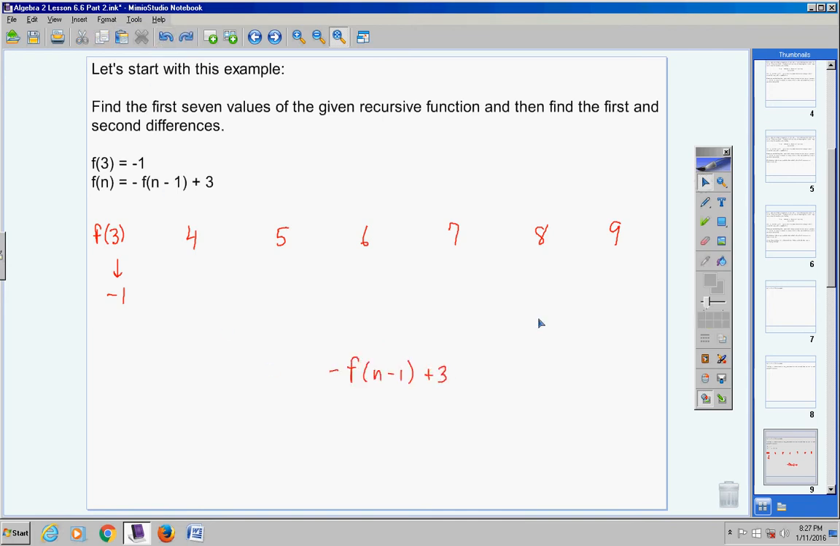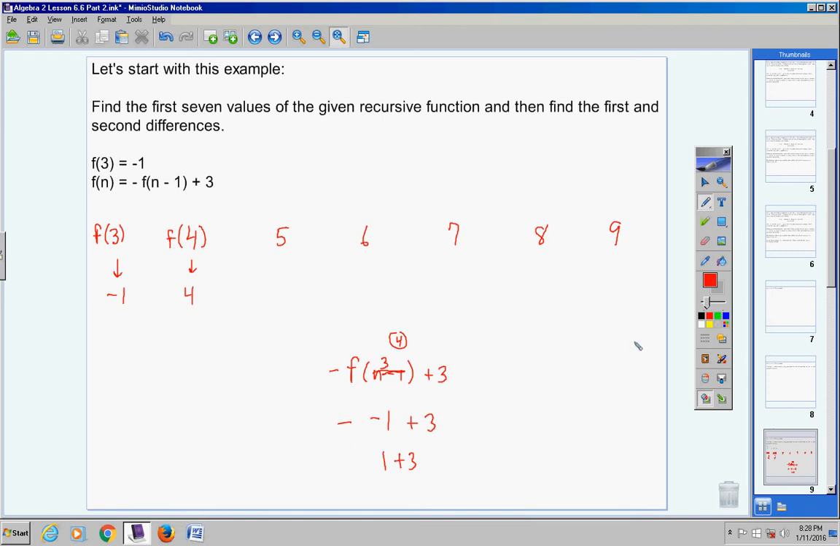And here we go. Next, we're going to put 4 in for n, okay? So bring down your negative sign. Put a 4 right here. What's 4 minus 1? 3. So we have f of 3. We already brought down our negative sign. F of 3 is what? Negative 1. And then bring down your positive 3. So negative 1 is 1. 1 positive 3 is 4. So there we go. F of 4 gave me out 4.